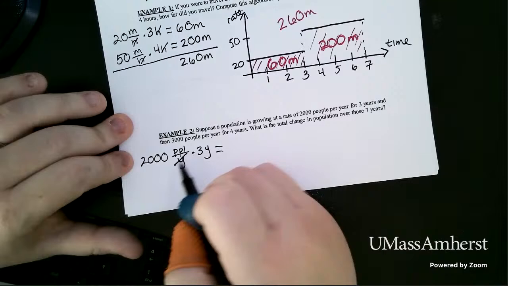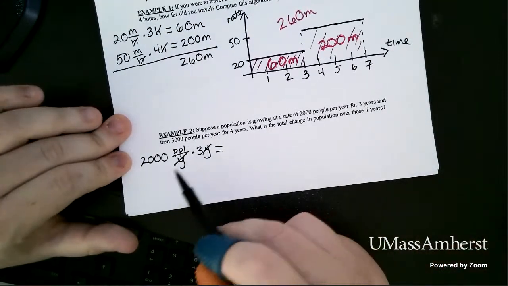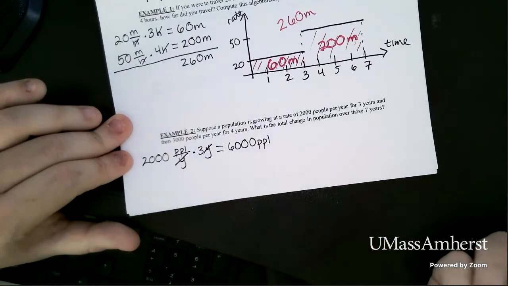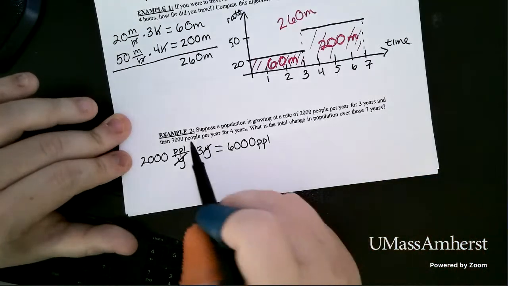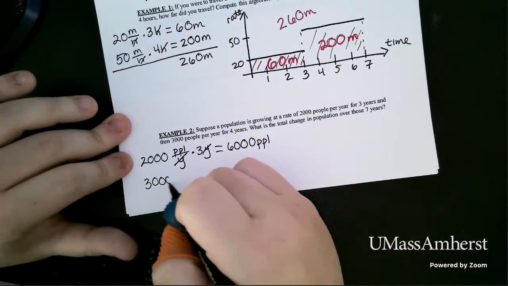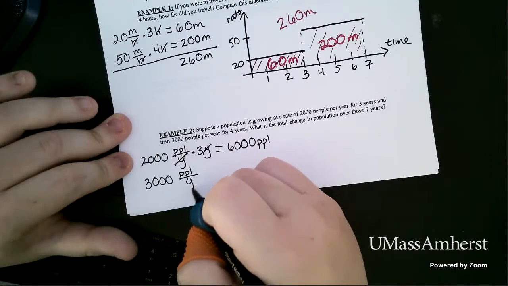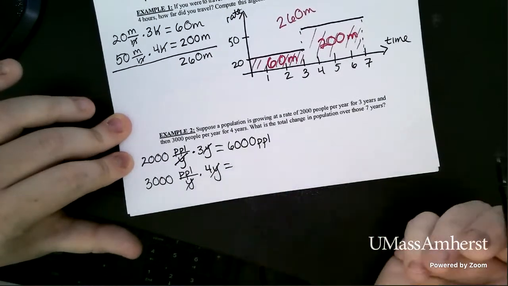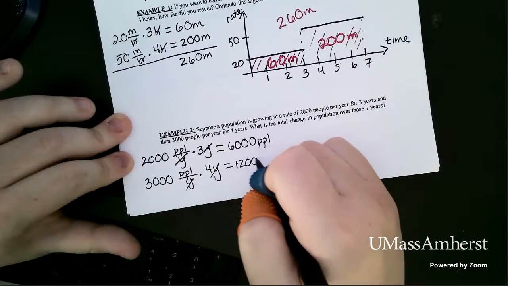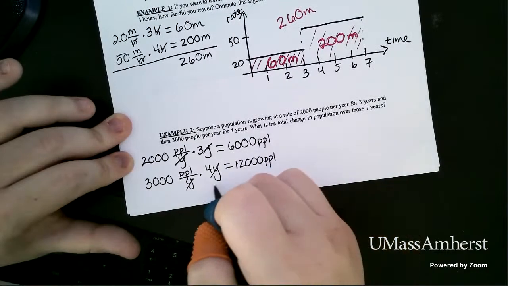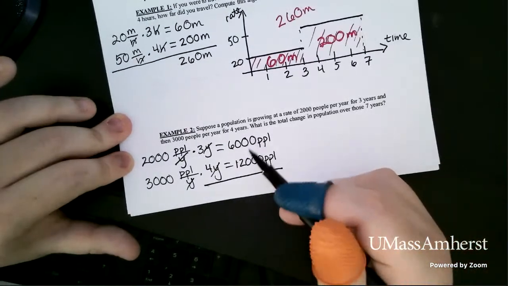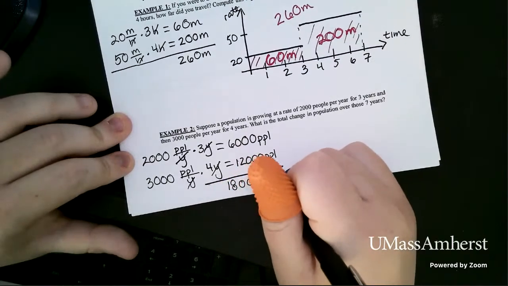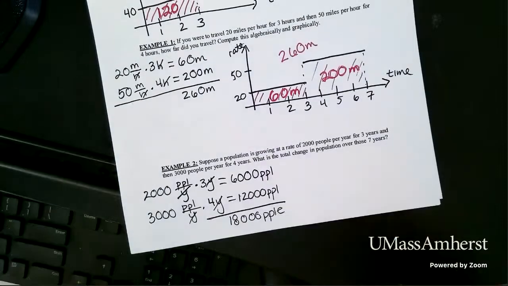So that means that over that 3-year period, notice that the years units cancel, my population changed by 6,000 people. Now, after that, my population is changing by 3,000 people per year. And that happens for 4 years. So again, the years units cancel and I get 12,000 people. So again, I need to look at both of these changes and add them up. And I get a change of 18,000 people over the total 7-year period.